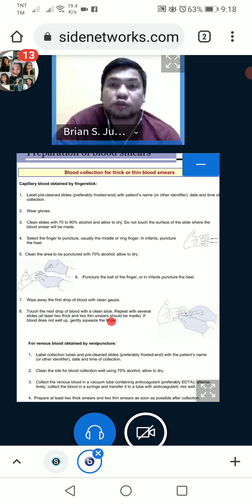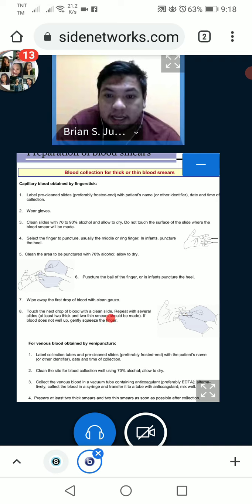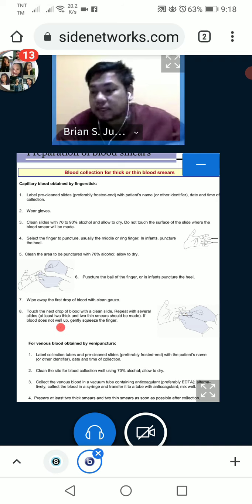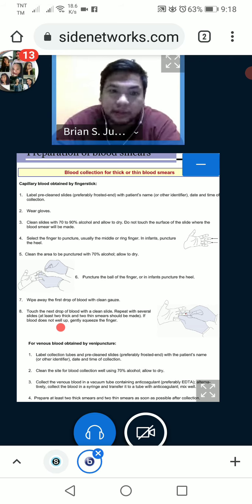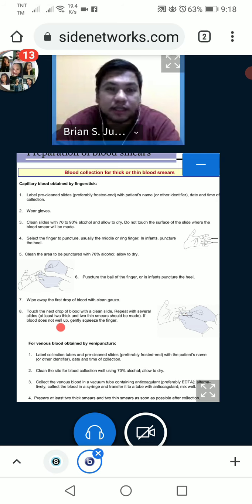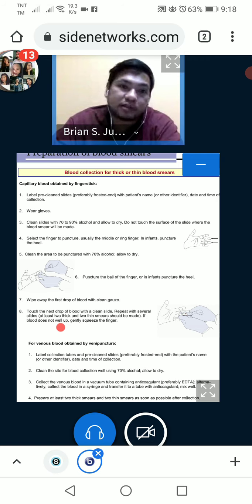So touch the next drop of blood with clean slides and repeat with several slides. Okay? Usually kasi class, ang ginagawa namin for malaria parasite, 5 to 10 slides ang kinukuha namin. Bakit sir 5 to 10? Hindi mo kasi malalaman sa isang slide lang. Baka yung first slide mo or yung first 3 succeeding slides mo negative. Doon ka pa nakakuha ng sample sa next slides mo pa, succeeding slides.